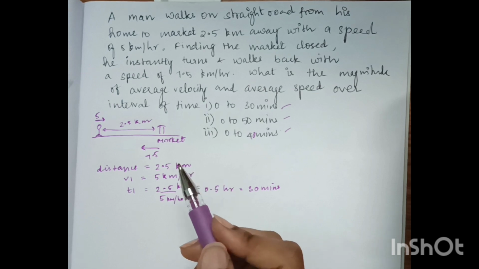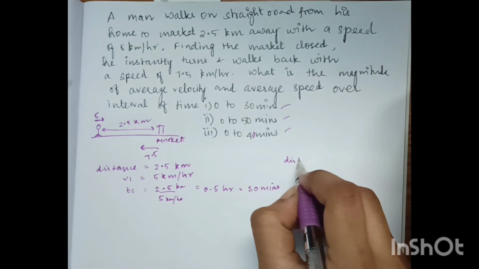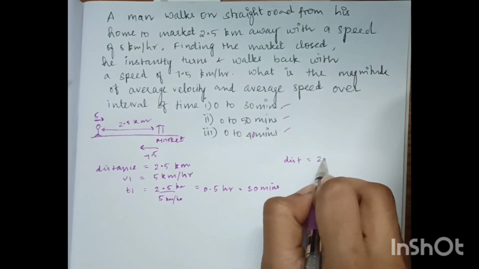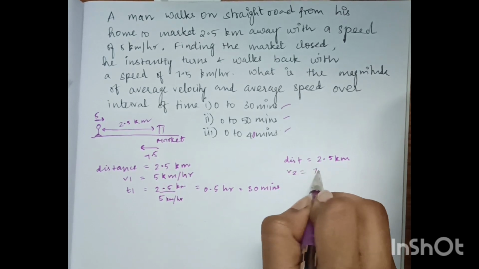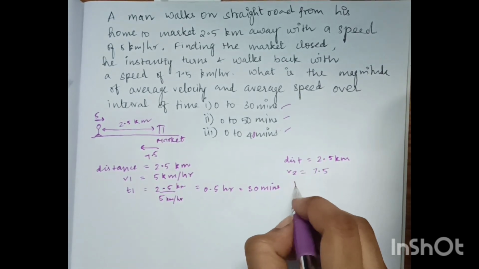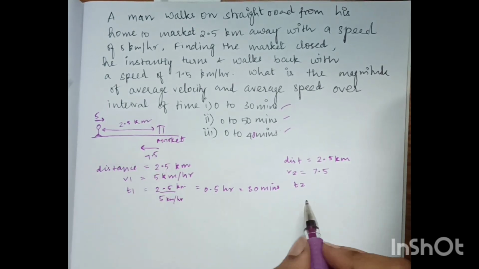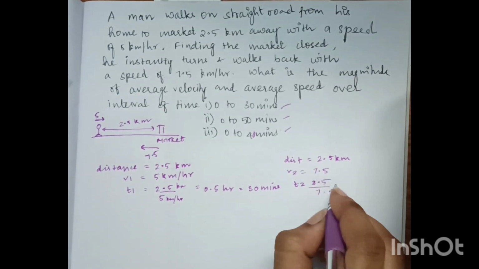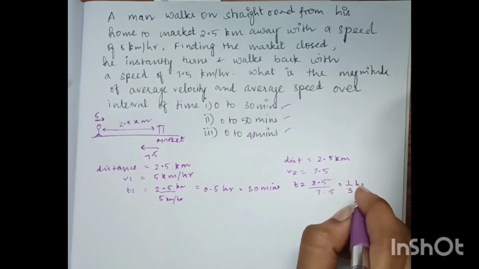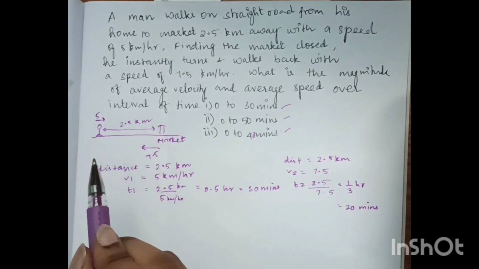And what is the time taken in walking back? Again he is covering the same distance, so there is no change in the distance, that is 2.5 kilometers. But speed is changed. V2 equals to 7.5 kilometers per hour. So what is the time taken by him to reach home from the market? That is 2.5 by 7.5. That is 1 by 3, 1 by 3 hours. That is 20 minutes. So this is the time taken to reach his home again.